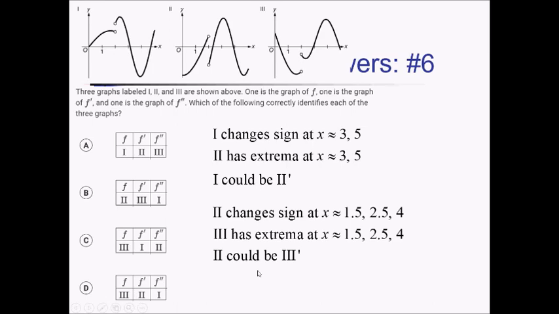So then the order of this, let's see here, 2 is the derivative of 3, 1 is the derivative of 2. So it looks like 3 is going to be the original function. Since 2 is the derivative of that, 2 is going to be f prime, and since 1 is the derivative of 2, 1 would have to be f double prime. So that's going to be choice D.